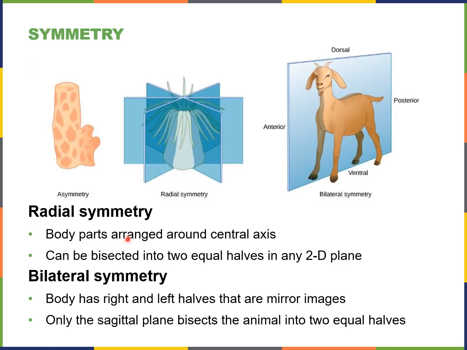So radial symmetry has body parts arranged around a central axis, and it can be bisected into two equal halves in a 2D plane. So these are things like anemones, some corals, sea stars, things like that. Whereas bilateral symmetry is probably what you think of when you think of most animals, humans included. We have right and left halves that are mirror images, and only the sagittal plane will bisect the animal into two equal halves. And then, of course, we have our asymmetrical animals here, like our sponges.